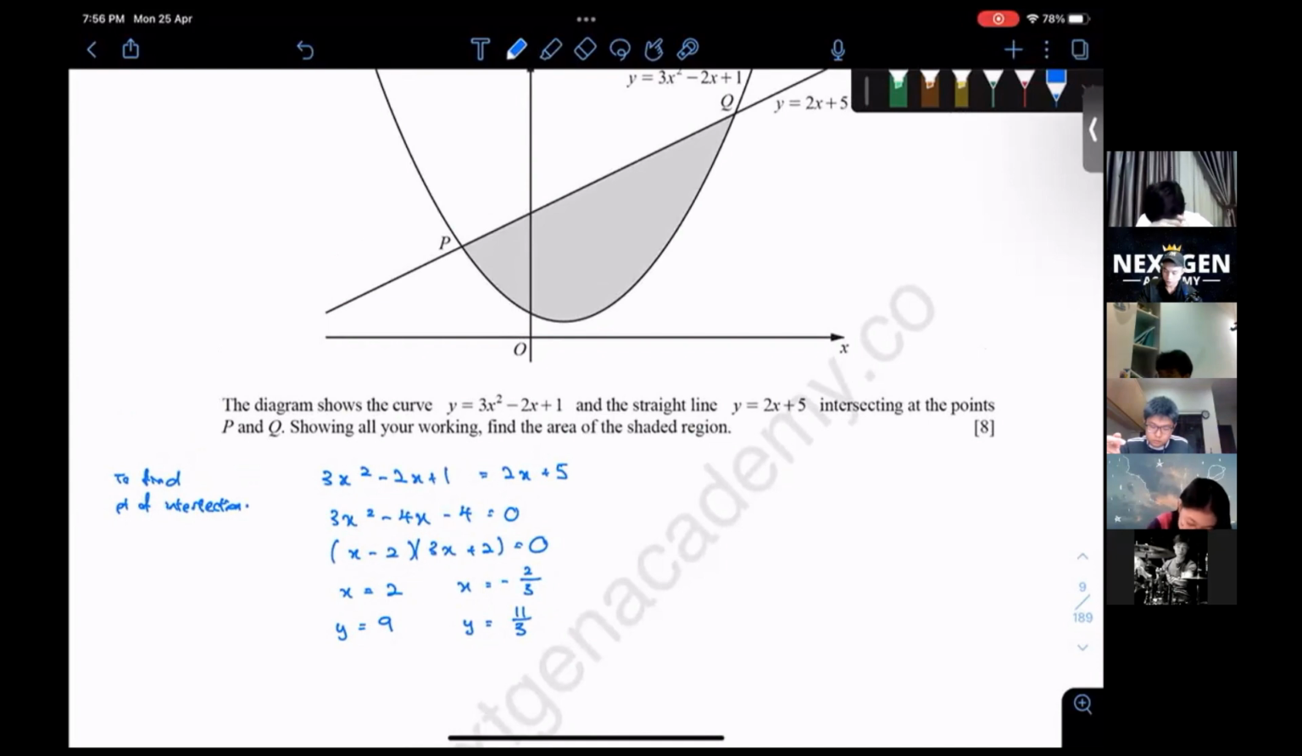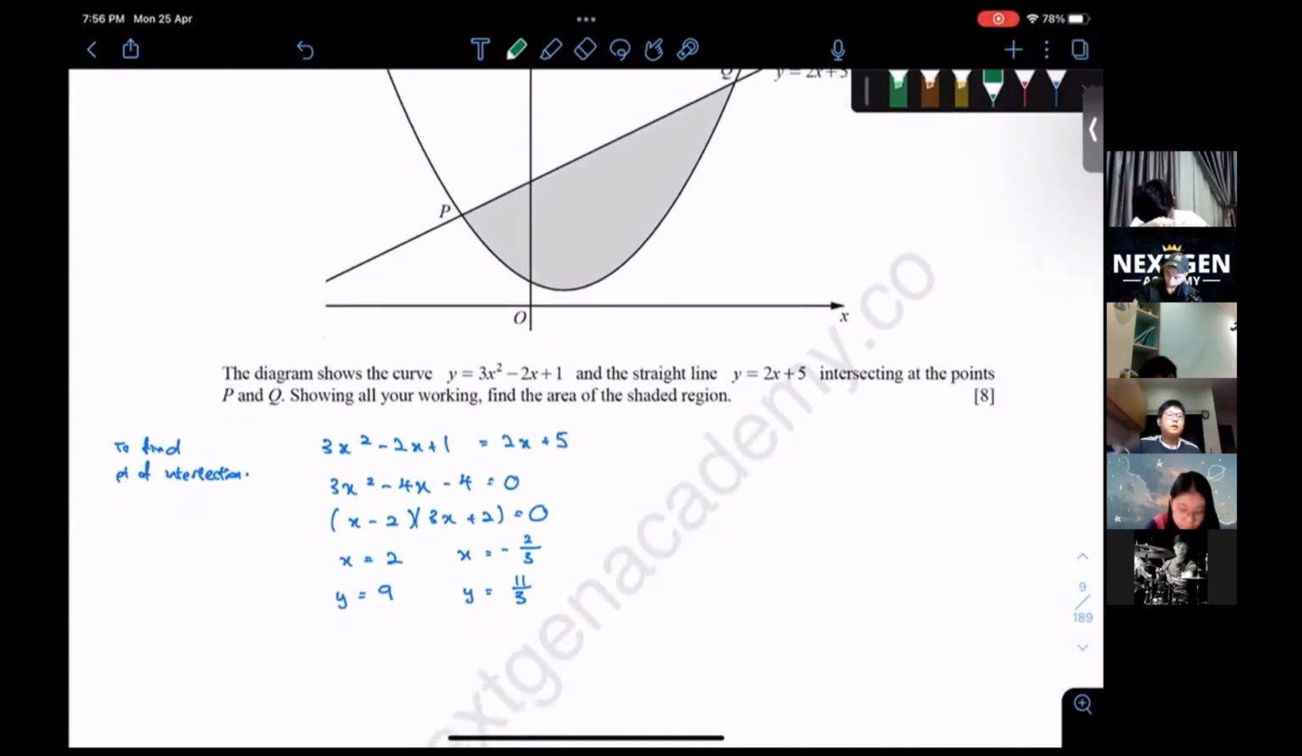What are these values? The P and Q coordinates. Okay, which one is P? Which one is Q? The negative 2 over 3 and 11 over 3 is P. Then x equals 2, y equals 9 is Q. Okay, very good.